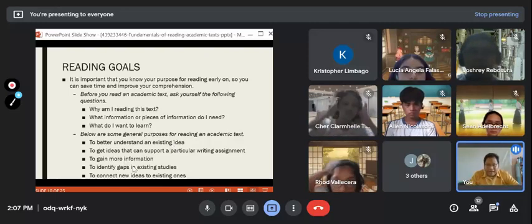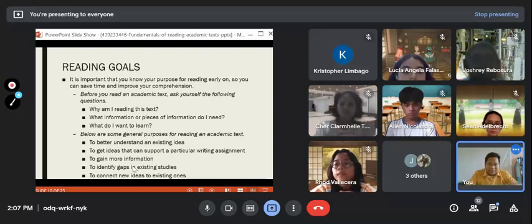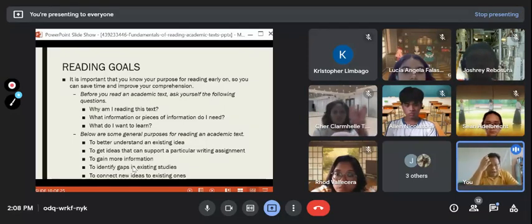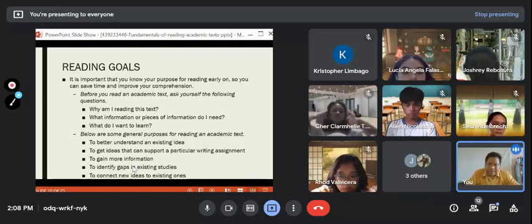There may be an idea that you wish to understand even further. So there's already an existing idea and you want your knowledge and understanding of that idea to be supplemented. So you read more to get ideas that could support a particular writing assignment, like what you did in research. You read academic texts either online or in print, because you're looking for something that could support whatever it is that you have in your research.